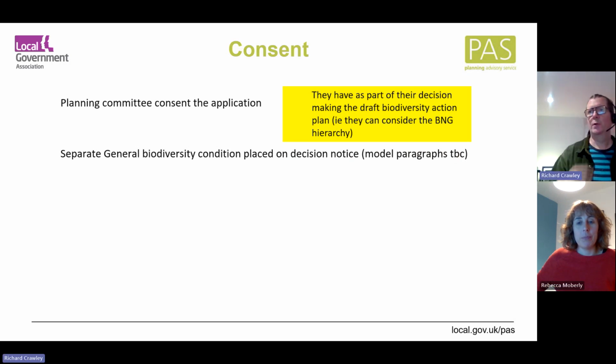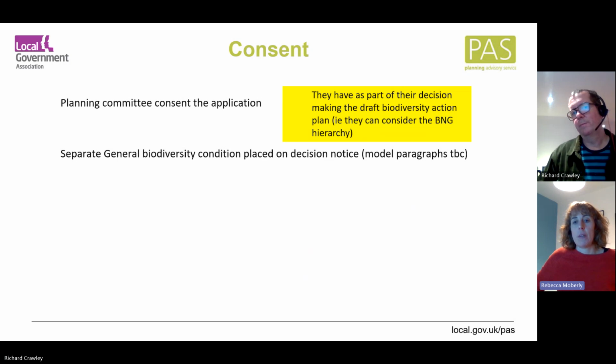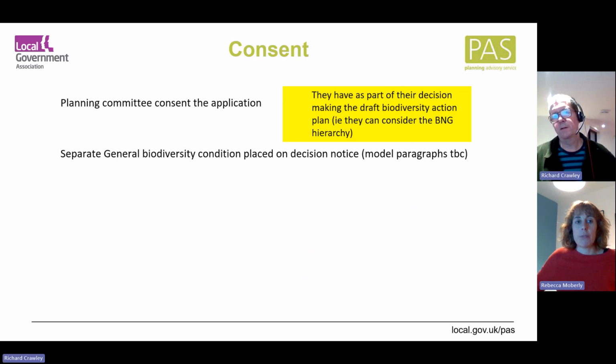Okay, and then we get to the point of the consent. So the planning committee consent the application, and the separate general biodiversity condition is placed on the decision notice. We don't really know what that's going to be yet, and it's going to be a condition separate to the other conditions that are going to be on the notice. We'll have to have a look at it to see how that stacks up. And I guess we've got the condition because it's in the Environment Act. I think the thing we don't have is the model paragraphs for the informative.